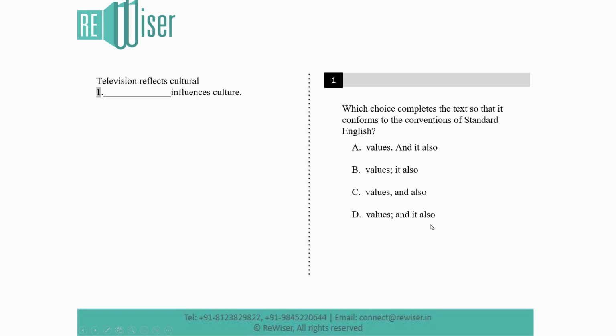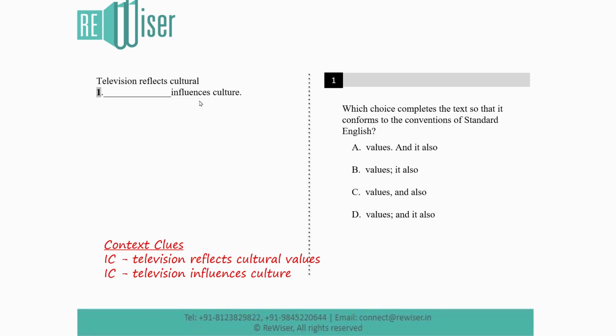So first let's see exactly what are the clues that you have here in this particular sentence. The first part you have here is "Television reflects cultural values." That's the first sentence, which is an independent clause. And the second independent clause you have is "Television influences culture." Okay, so the first part is television reflects cultural values, and the second part is television influences culture, right?